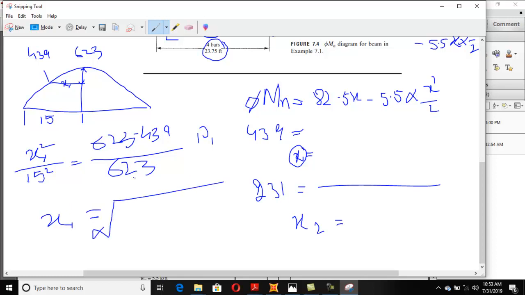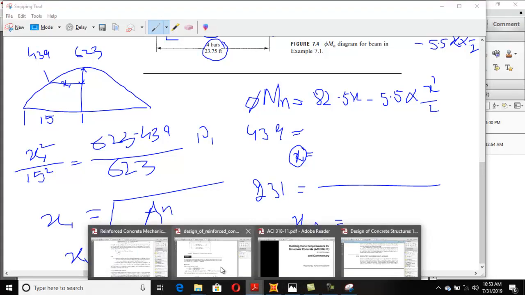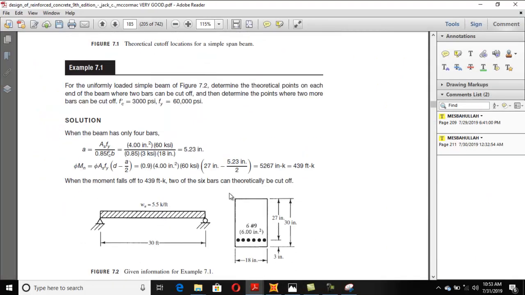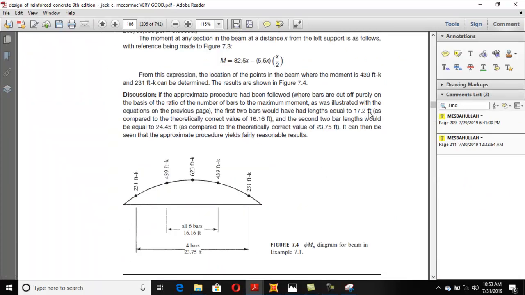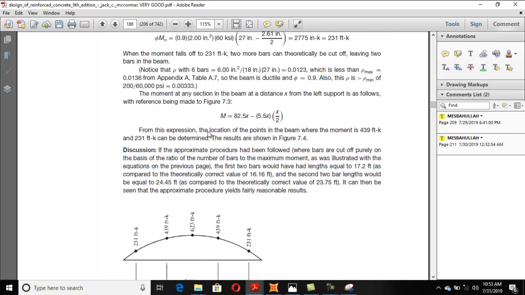So from there you can get x1 equals to, taking the square root, subtract these two, divide by this one, multiply by 15 squared, and take the square root of the answer. You will get x1 as roundabout 17 point something, clear? And similarly for the other point, you will get roundabout 23 point something. So you can use that approximation formula, as well as this equation.